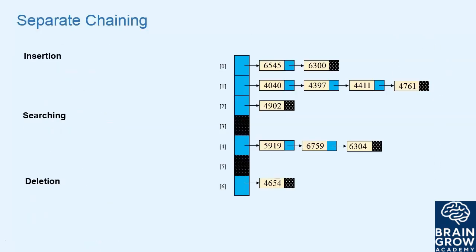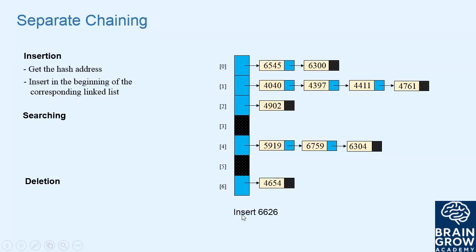Now let's see how insertion, deletion and searching is done. For inserting a key, first we'll evaluate the hash function and get the hash address. Then we'll insert the key in the beginning of the corresponding linked list. For example, suppose we have to insert this key in this hash table. First we get the address, this maps to location 4. So it will be inserted in this linked list. We insert it here in the beginning of the list.